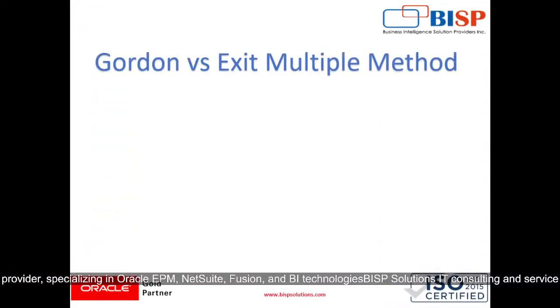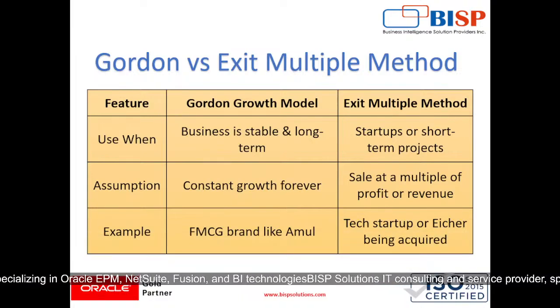Then comes Gordon versus exit multiple method. Gordon is used when the business is stable and long term, and the exit multiple method is used in startups or short term projects. Then comes the assumption: the Gordon growth model assumes constant growth forever, and in the exit multiple method it is a sale at a multiple of profit or revenue, right? For an example, for the Gordon growth model, we can take an FMCG brand like Amul, and for the exit multiple method, a tech startup or Azure being acquired, right?